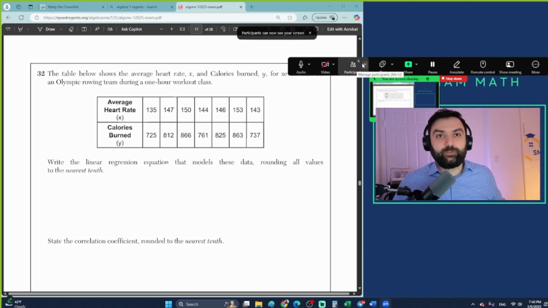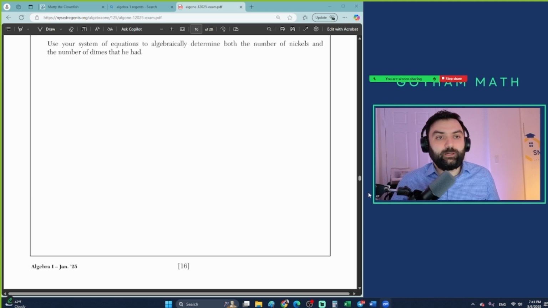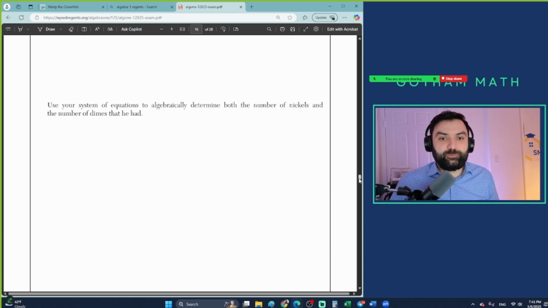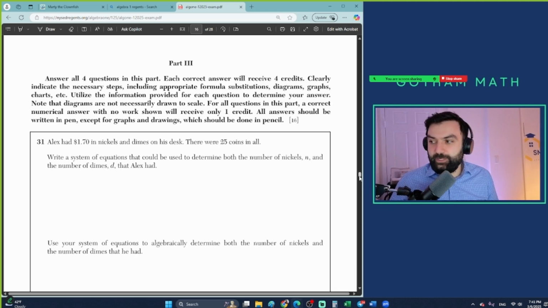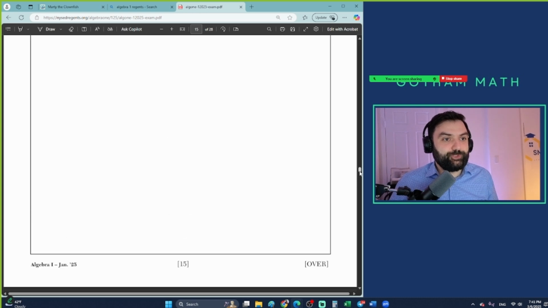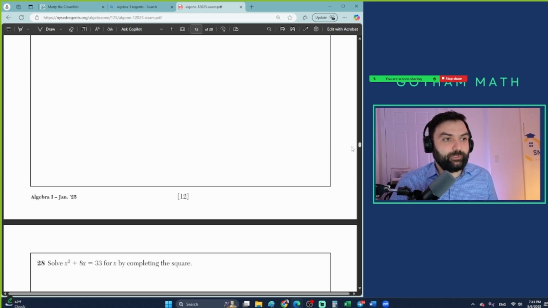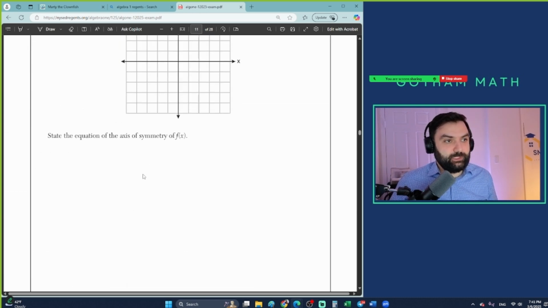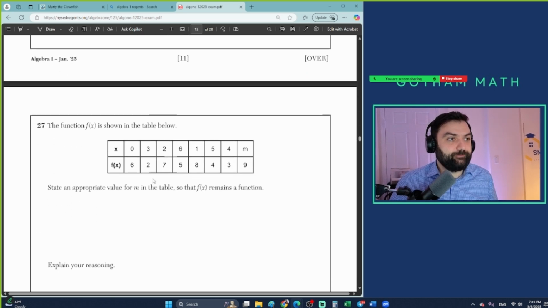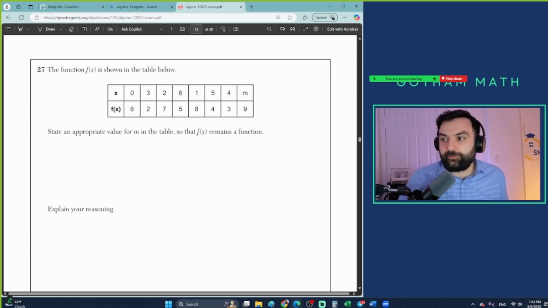Guys, we're on and we're starting right now. We are at the Algebra 1 Regents, in the short response section, on question number 27. This is going to be part 3 of our Algebra 1 Regents journey. Let me go ahead and start question number 27.